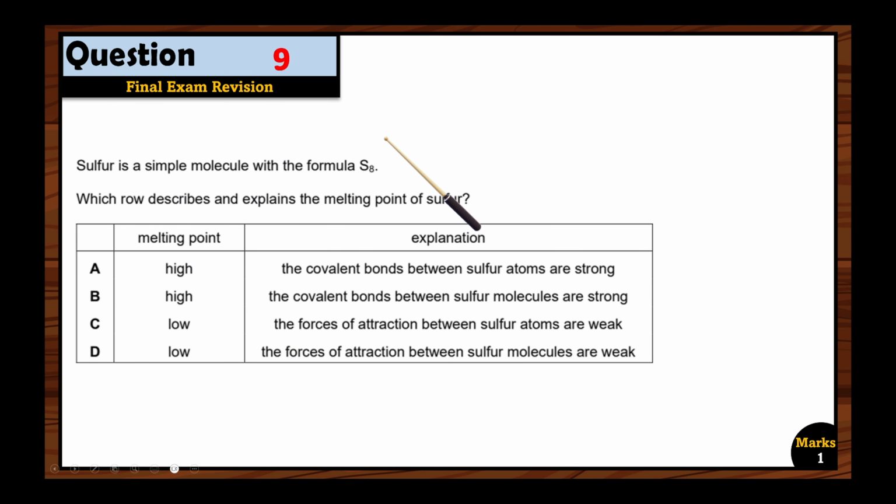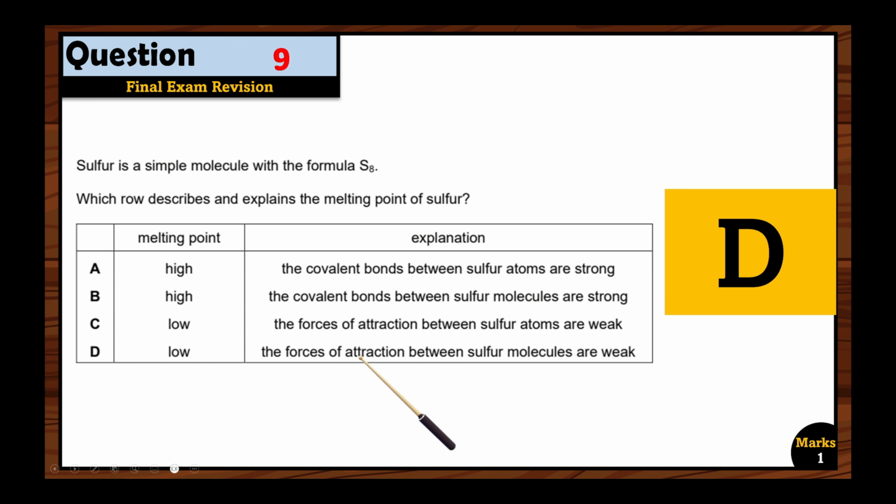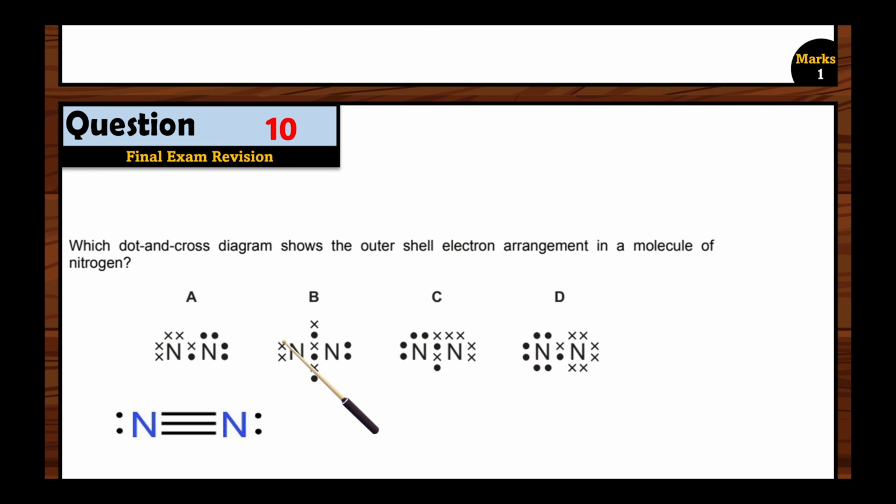So if you have S8, then there will be another S8, S8, S8. So these S8s, when they are combining together, they have weak intermolecular forces between the molecules that are actually responsible for low melting point. That's why option D is correct, okay? The weak forces of attraction are always between the molecules, not between the atoms. I hope this point is clear.